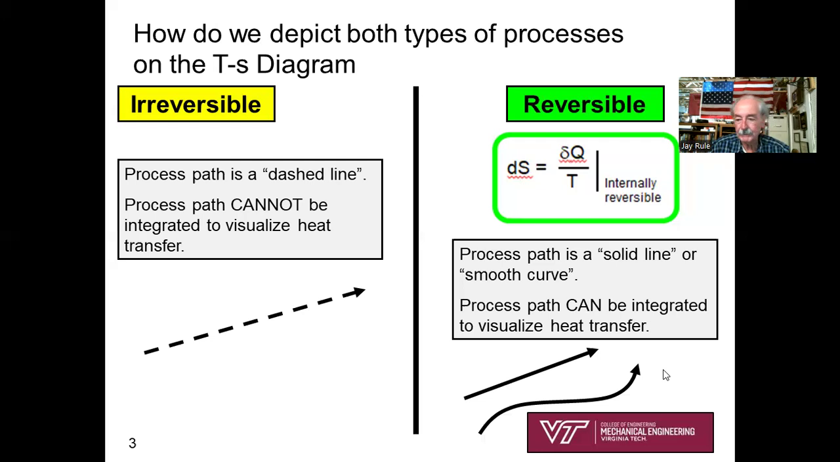And that's an important point to make. When you have a reversible process, you are entitled to draw that process 1 to 2 or 3 to 4 and on and on as smooth curves or straight smooth lines. And I'll repeat again, if you have an irreversible process, you must draw it as a dashed line. Typically we draw it as a straight dashed line because we don't really know what the path is anyway. We cannot integrate it. We can't visualize the area under the curve.